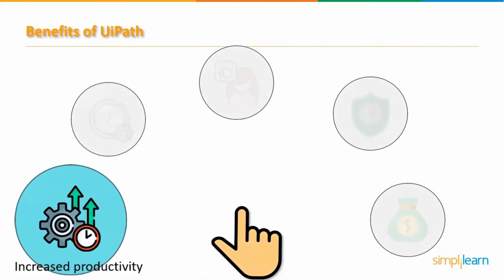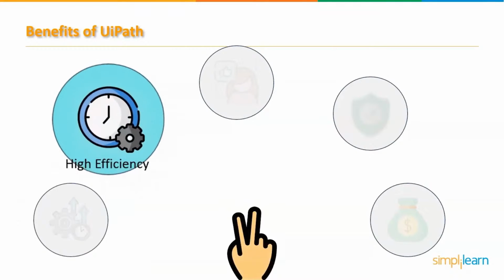Increase productivity. UiPath automates with quick speed and accessibility. Consider an RPA bot that allows a worker to produce a monthly report in 20 minutes instead of manually taking 4 hours. The company's productivity could increase as a result of process automation. Next, we have high efficiency.